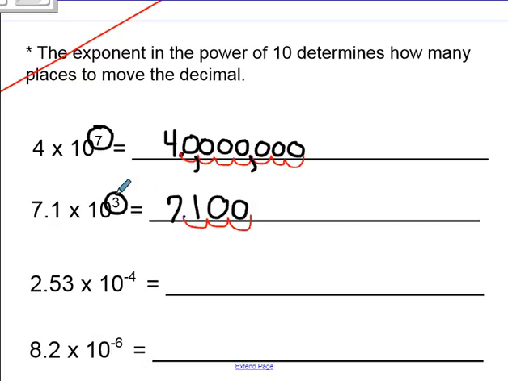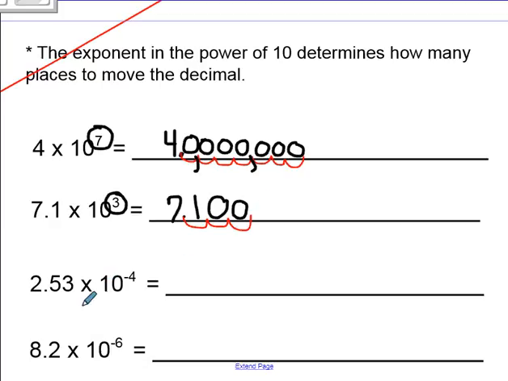You want to be careful because just because there's a 3 here doesn't mean I'm going to have 3 zeros. It means that I move the decimal place 3 places. So in this particular problem, I will end up with just 2 zeros. So now we move down to the next one.